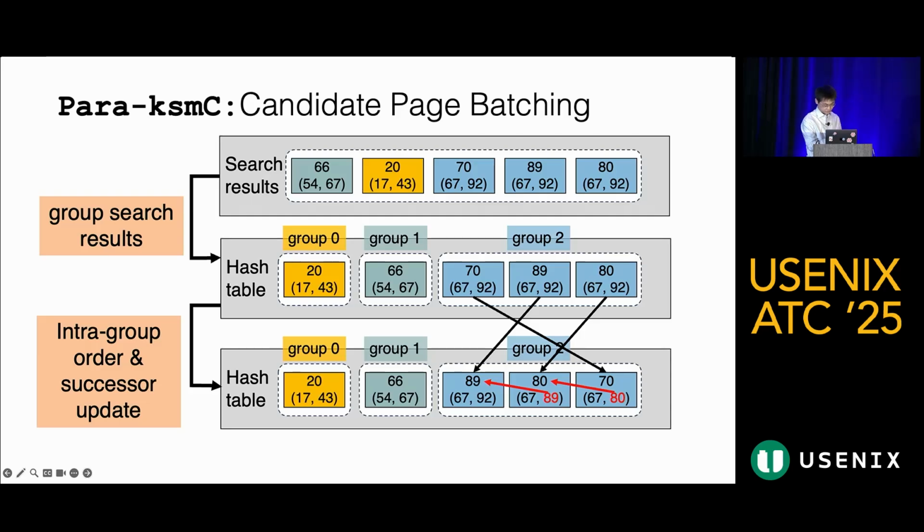Let me explain why. First of all, we formally prove that inserting pages from different groups will not interfere with the insertion from other groups. For example, if we insert page 20 into the tree first, we can see that because 20 is not the successor or predecessor of any pages in group 2, the insertion of 20 doesn't interfere with the insertion of the following pages. But for group 2 here, if we insert page 17 first, then if we want to insert page 89, its predecessor is 70. It's not 67 anymore.